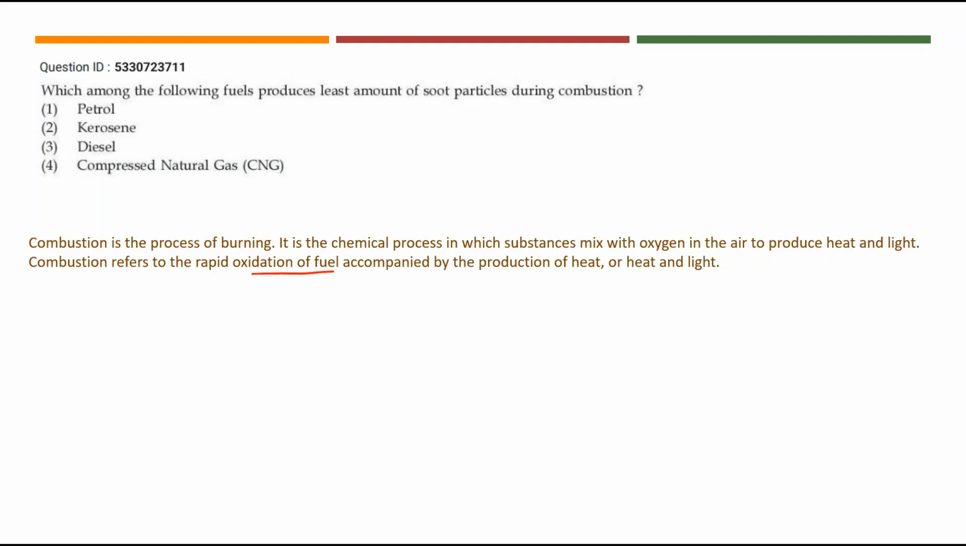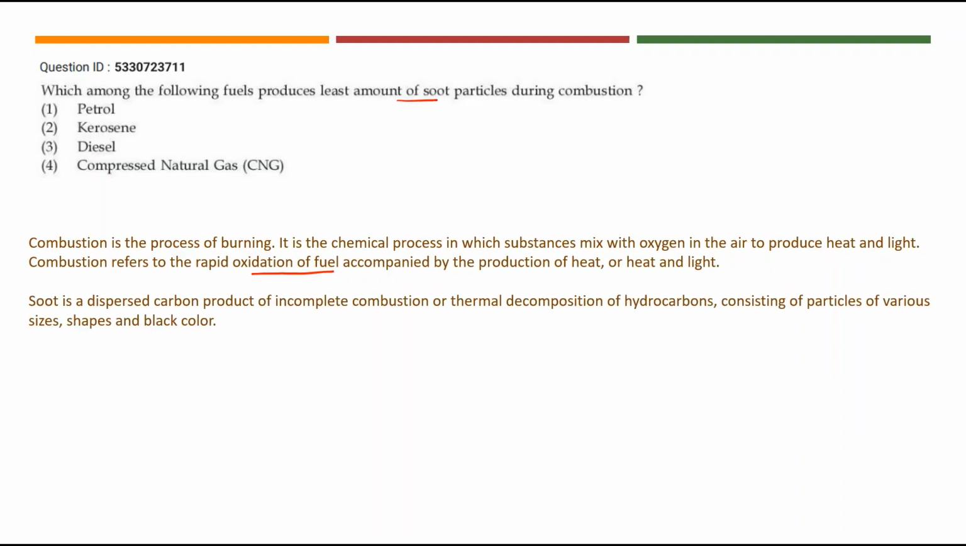Here they are asking which fuel produce least amount of soot particles. Soot is a dispersed carbon product of incomplete combustion or thermal decomposition of hydrocarbons consisting of particles of various sizes, shapes and black color. So these are the remaining parts, similar to a residue we can say. They are asking which fuel will produce least amount of wastage or least amount of remaining particles.